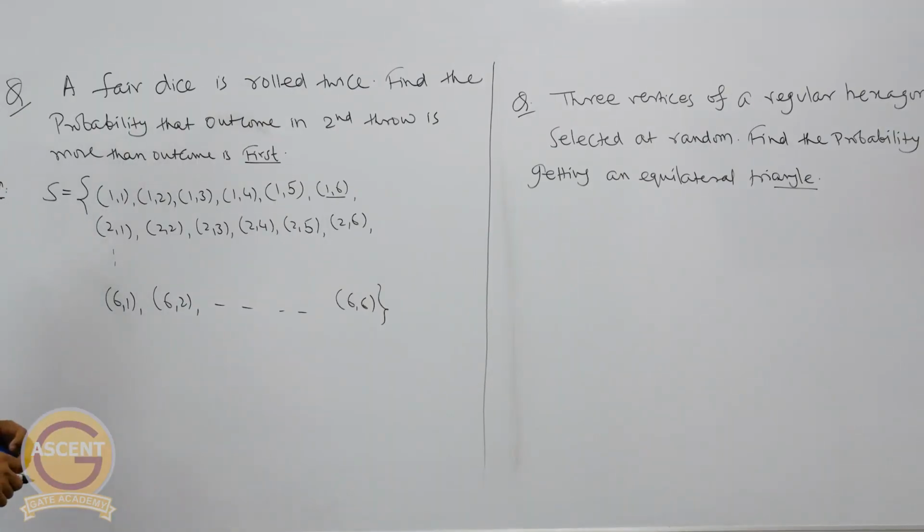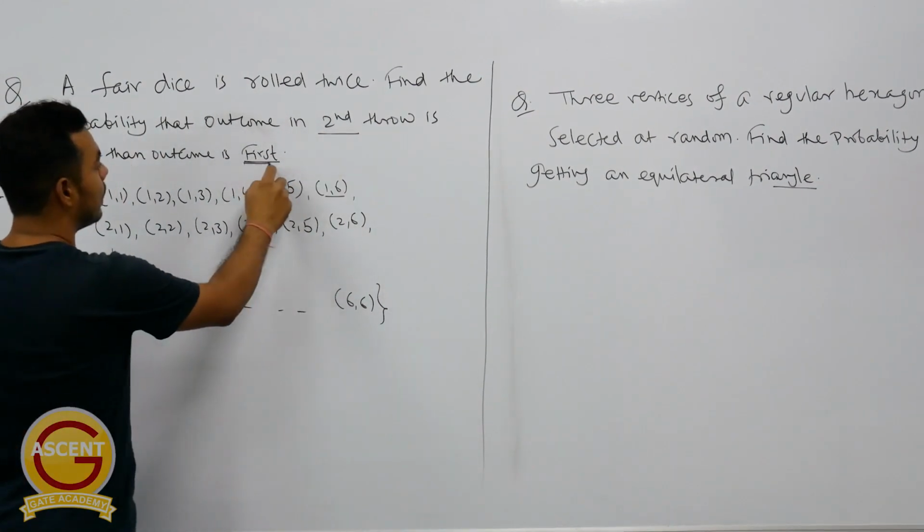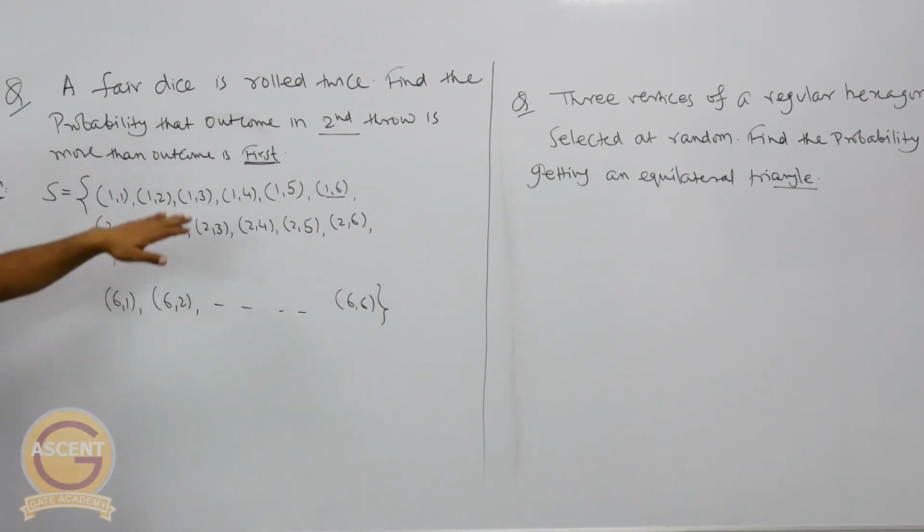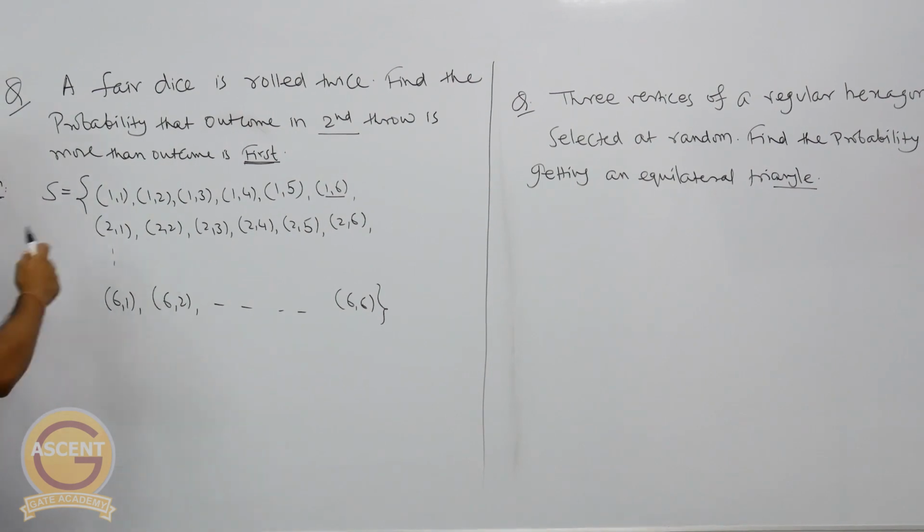Okay, so our first question is: a fair dice is rolled twice. The probability that the outcome in the second throw is more than the outcome in the first is. This question was asked in GATE 2013. So this is a very simple problem. Now there are a number of ways to solve this problem.